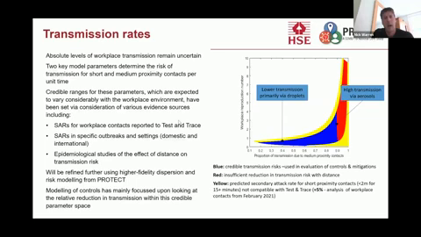So our approach, rather than trying to estimate the transmission rate, is to consider a range of transmission rates. And so there are two key parameters that control the risk of transmission per unit time at short and medium proximity.